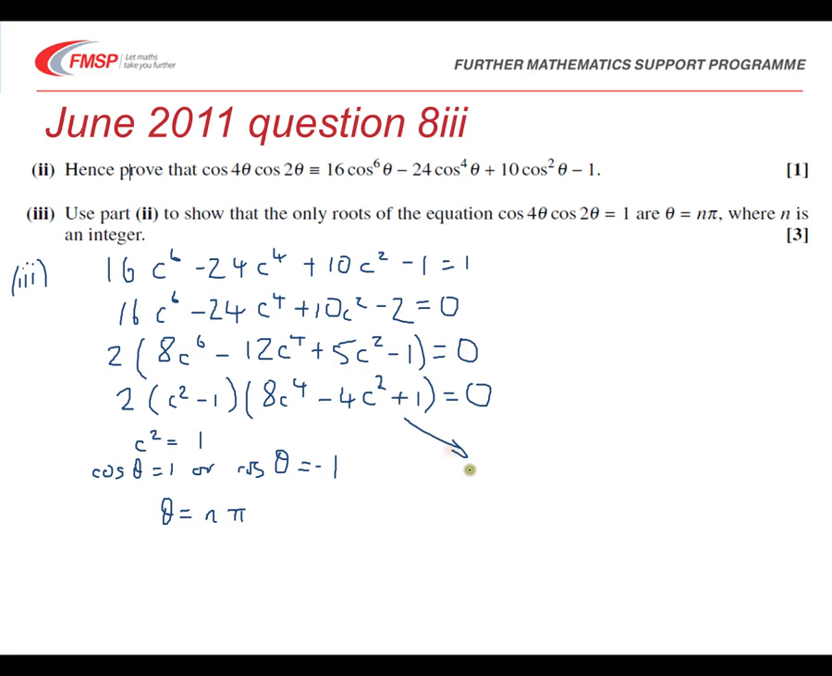Or here, I've got a quadratic in c squared, but I don't want this to give me any roots. Why wouldn't it give me any roots? Well, b squared minus 4ac, the discriminant, 16 minus 32 is less than 0. b squared minus 4ac is less than 0, so there's no real roots.